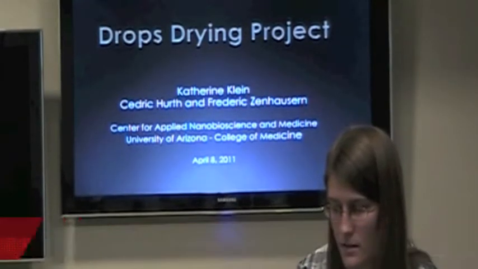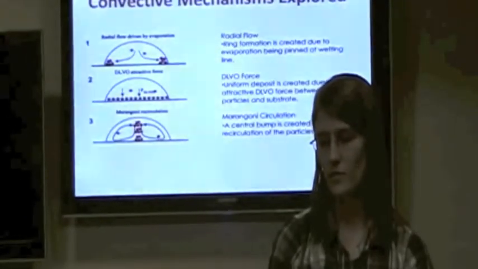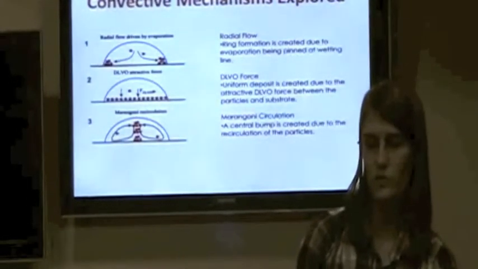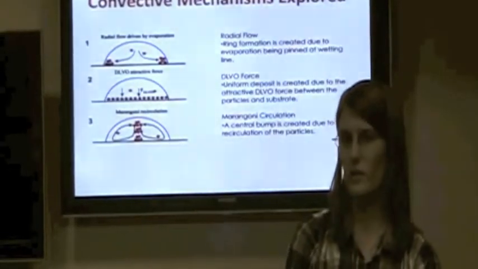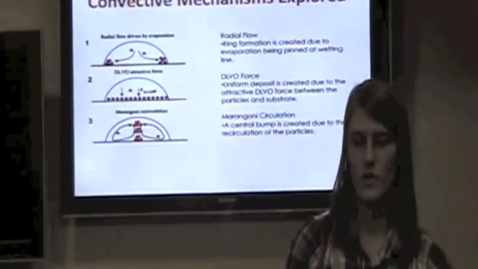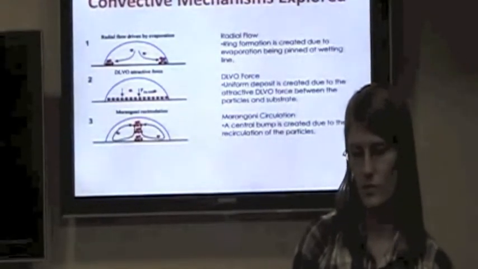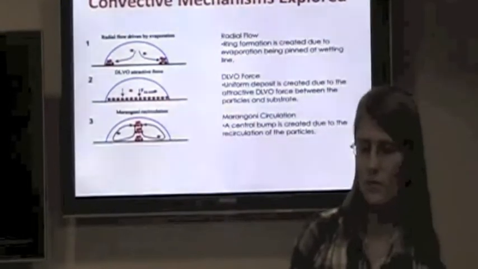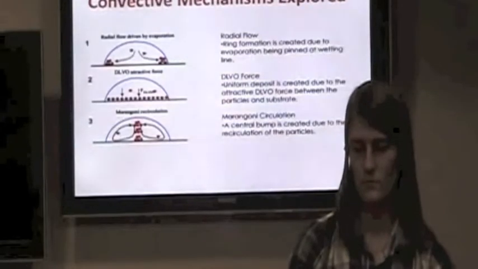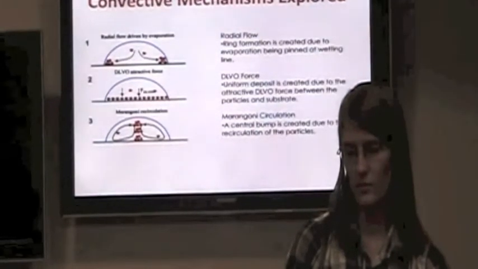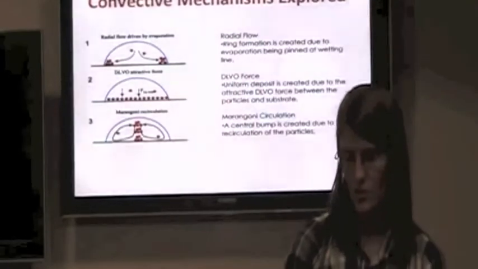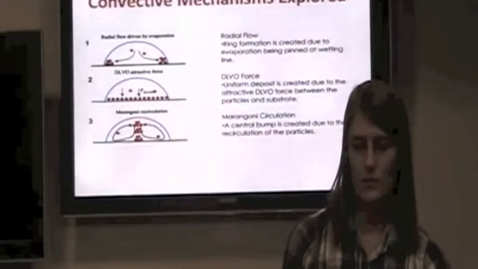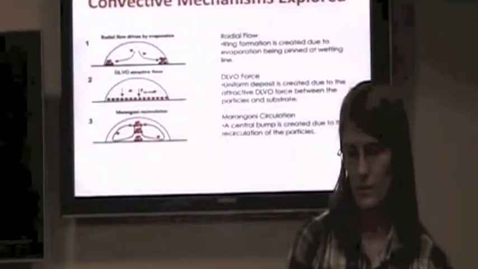At the differences in how drops dry. Some quick background: there are three known convective mechanisms for how the drops dry. The first one is radial flow, which gives the traditional coffee ring shape. It just gives the ring shape, which is caused by evaporation and how the particles move towards the wetting line. The second one is the DLVO force, which causes a more uniform drying pattern. The third one is the Marangoni circulation, which causes a bump in the center of the drop, which is caused a lot by the surface tension of both the drop and the air.